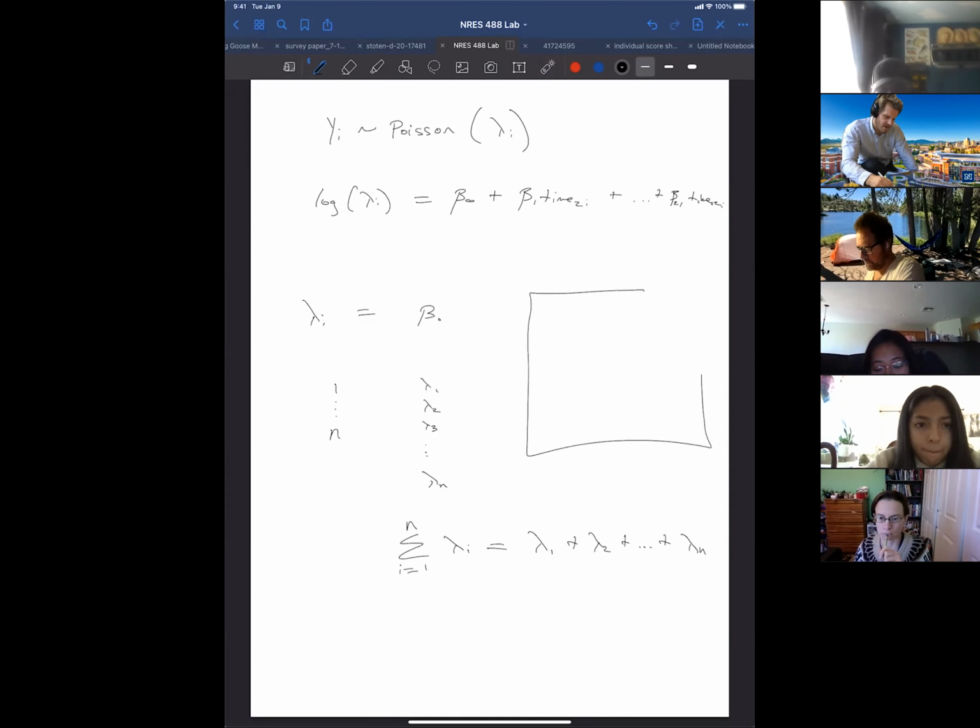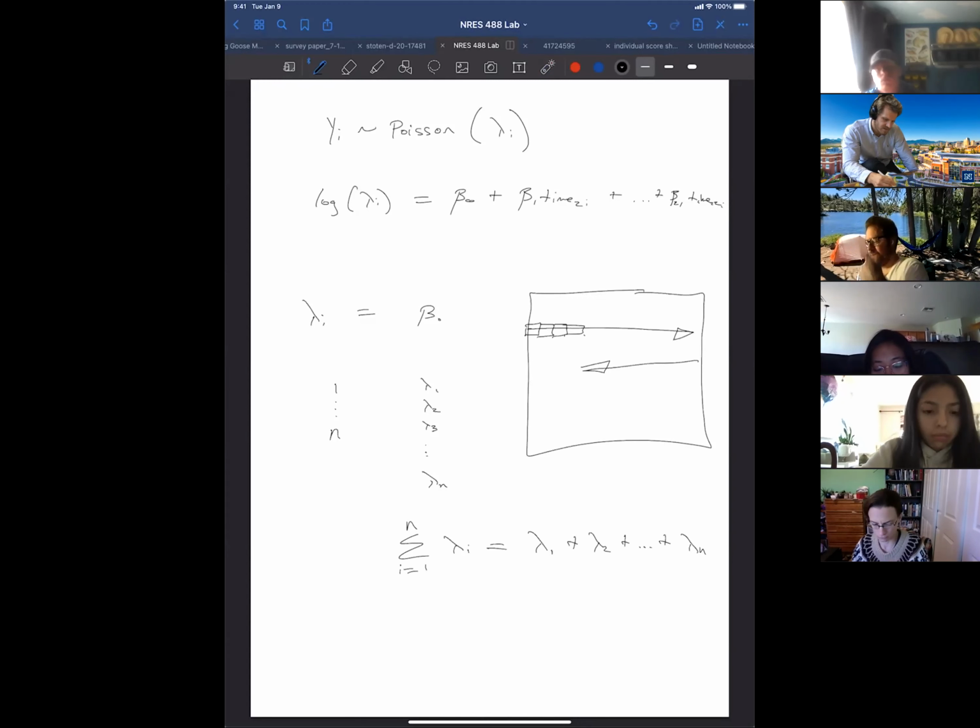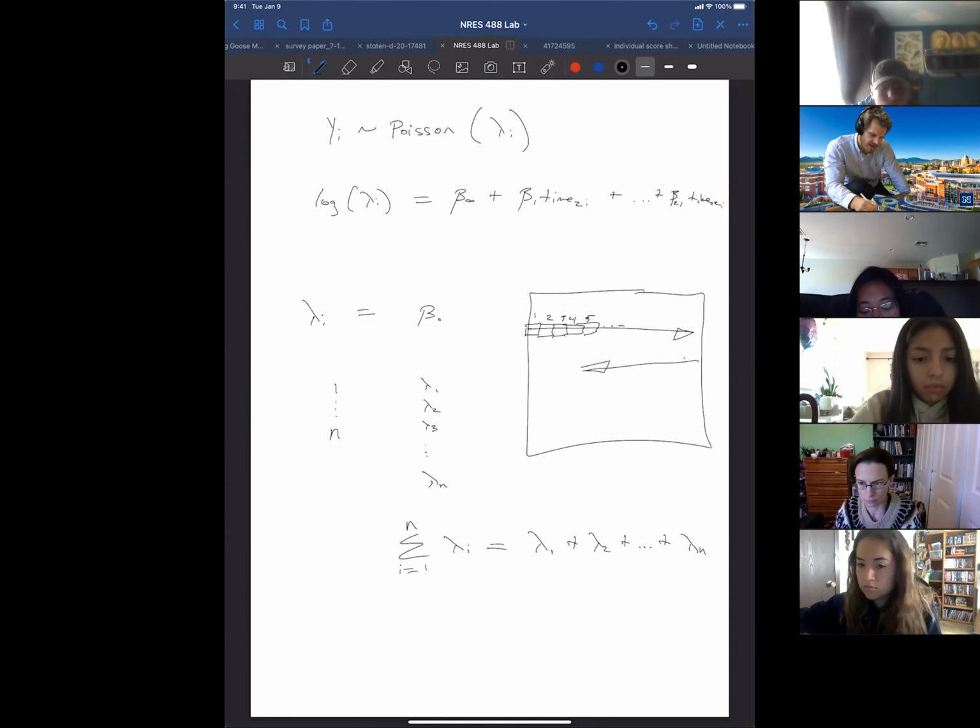So if we break this up, and a helicopter flies over here and there and collects data at each one of these cells, here's 1, 2, 3, 4, 5, and so on. You get counts, or data, at each one of these cells. Then you're going to get a lambda 1, lambda 2, lambda 3, and so on. So you add all these up, and that covers the total survey area.